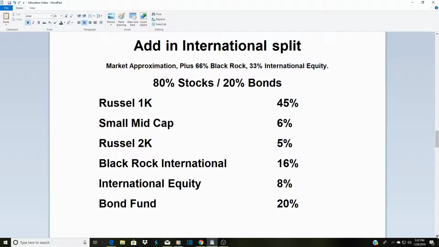And then next up on the portfolio, we're going to add in an international split. So what we're doing for that is we're taking a market approximation portfolio, which we had before, so the US will all stay the same. But now we're just splitting 66% into the BlackRock International, which is an index fund, and then we're taking 33% into international equity. I just picked these numbers arbitrarily for the example.